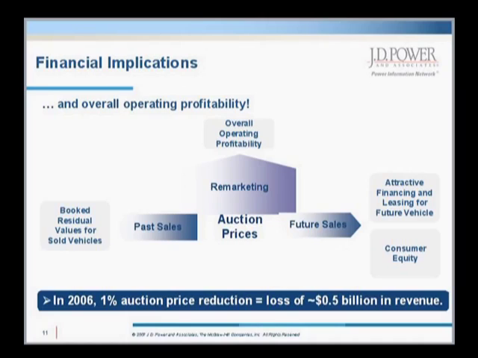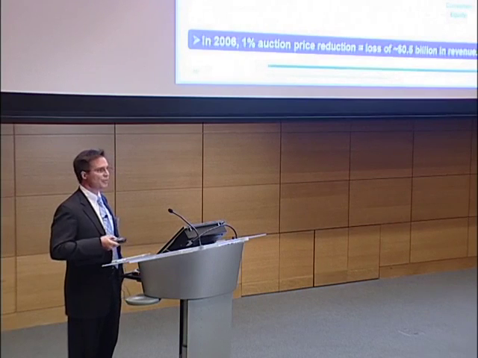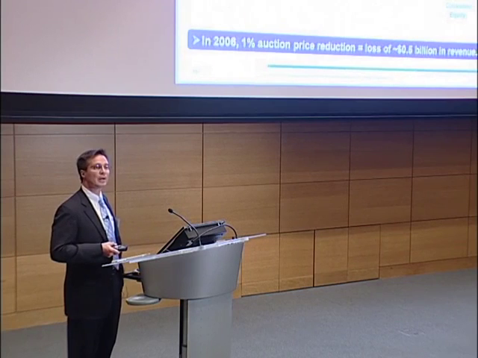So just to give you a sense of the magnitude that we're talking about, based on the market number we said earlier, if the auction prices last year had only dropped on average by 1%, you would have looked at a loss of about $500 million in revenue for those manufacturers and banks that had to remarket those vehicles. So with that backdrop, we're going to run our first clip.